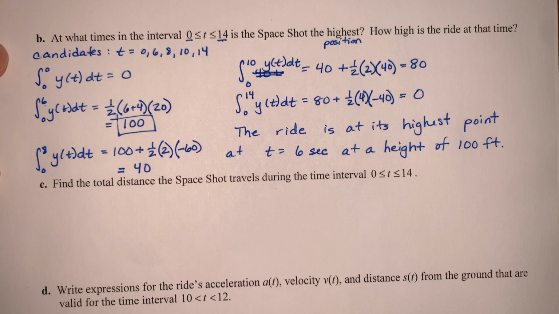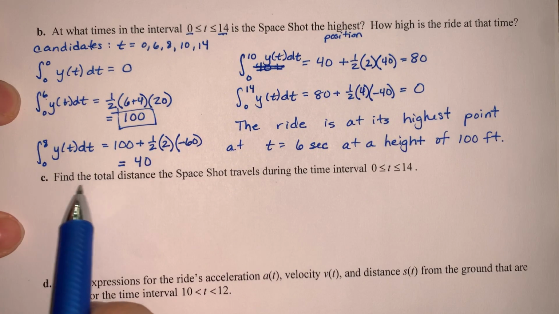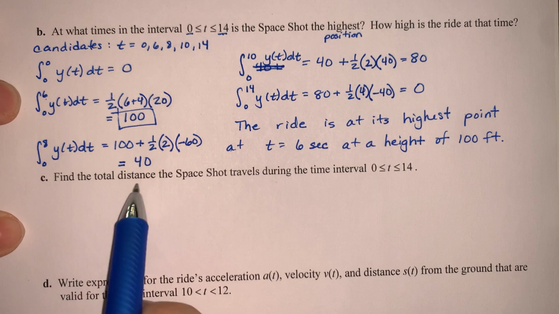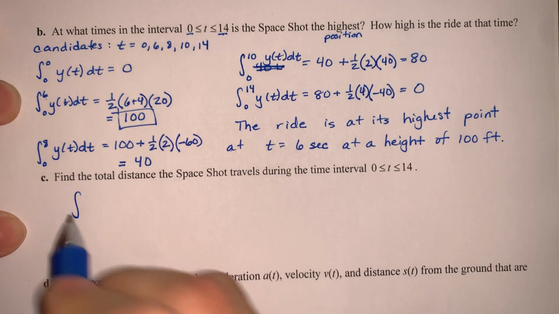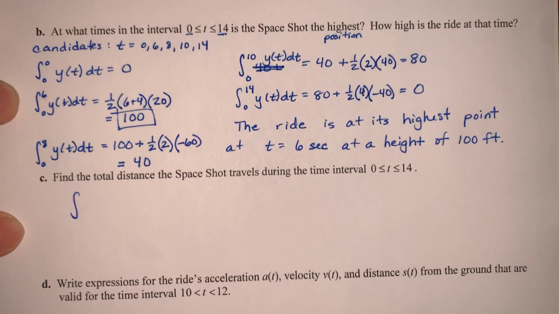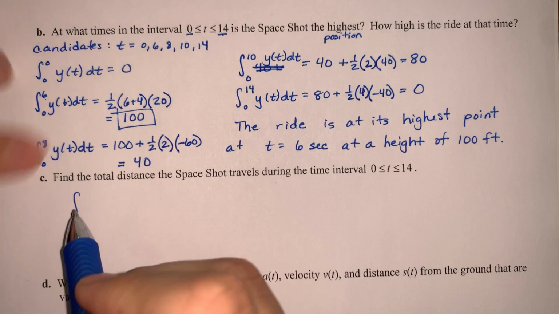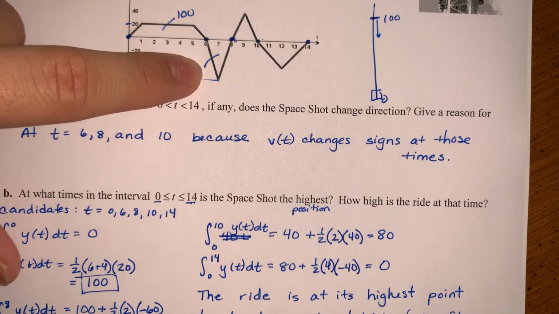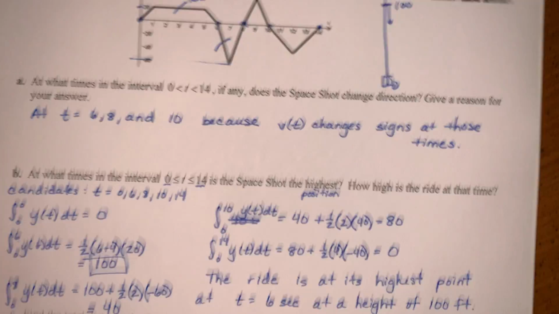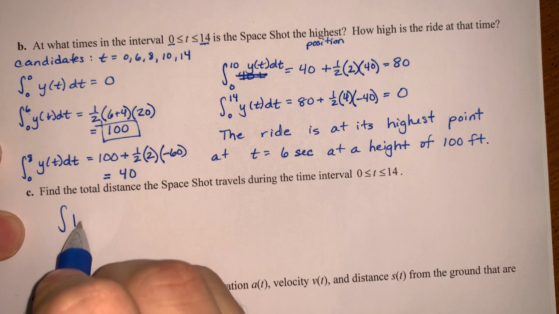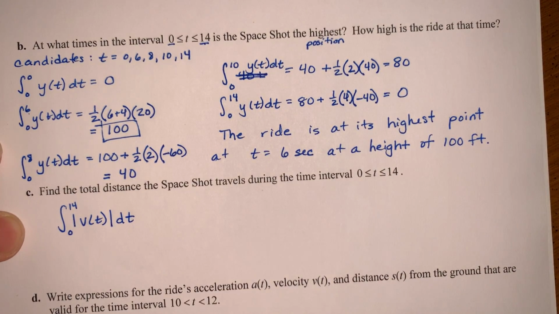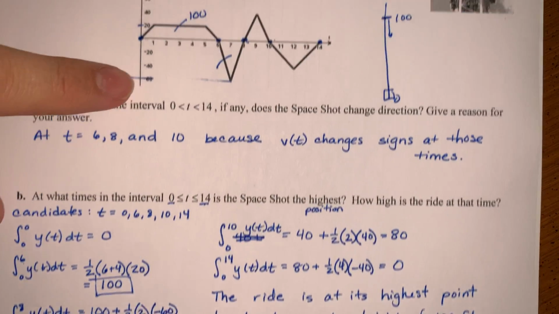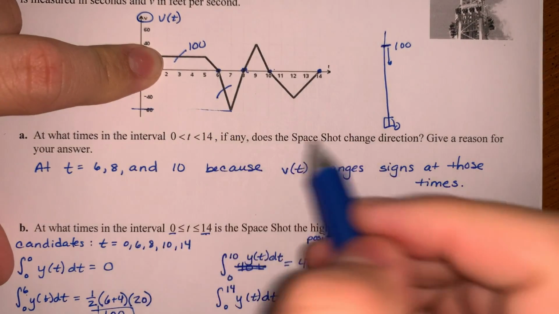All right, so let's look at the next part. It says, find the total distance the space shot travels during the time interval from 0 to 14 seconds. Ultimately, hopefully you remember by now that if I integrate the absolute value of this entire function, the integral of the absolute value of v of t from 0 to 14 seconds dt, that's going to give me the total distance traveled.